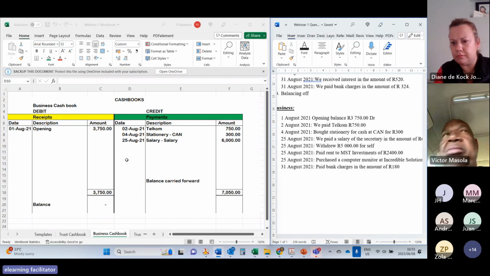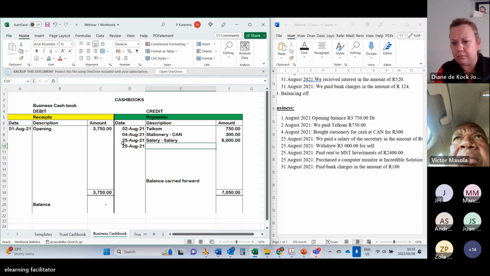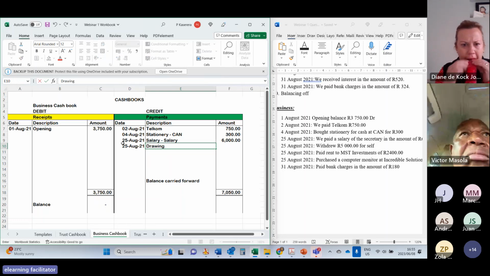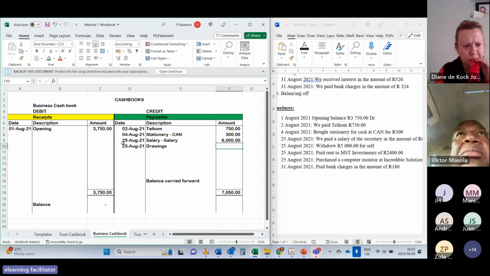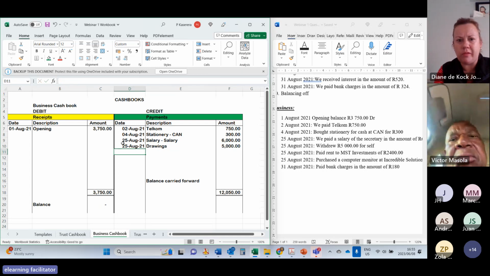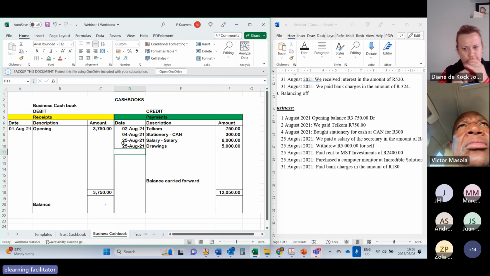25 August, the director or the practitioner withdrew some money. So we call it drawings. Or if it's a salary, it's a director's remuneration. Or if it's a company, then it will be director's loan if it's not a salary. So they are more like taking a loan. But in a sole prop business, we put it in a drawings account.